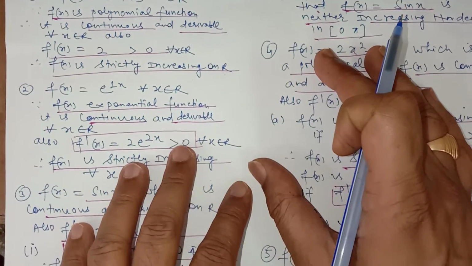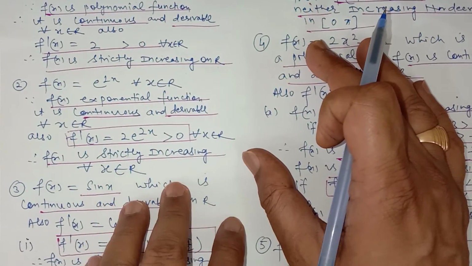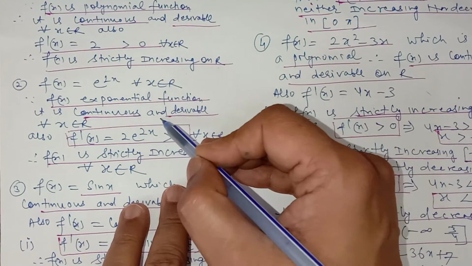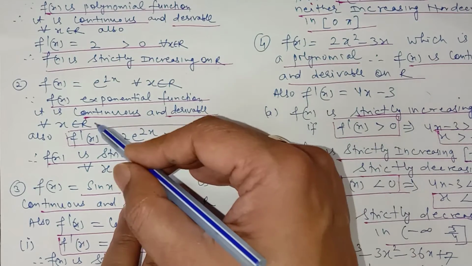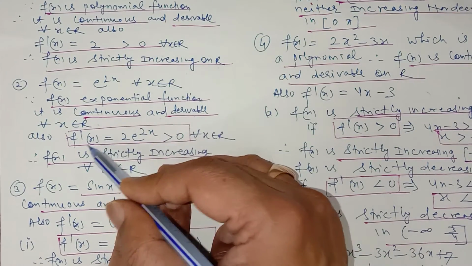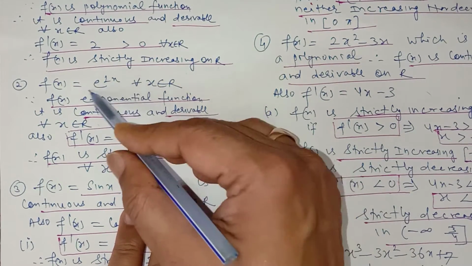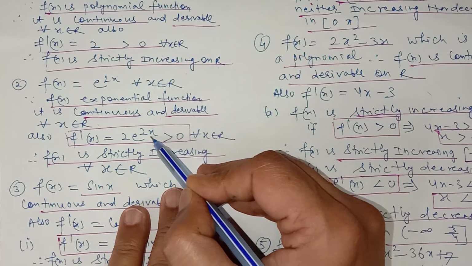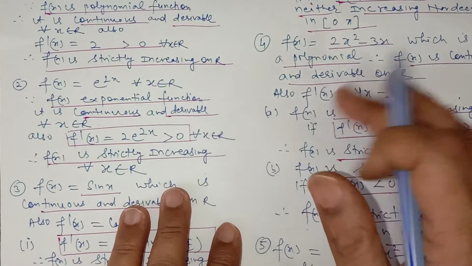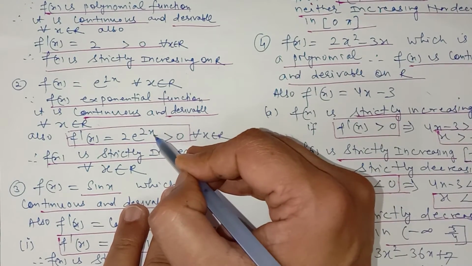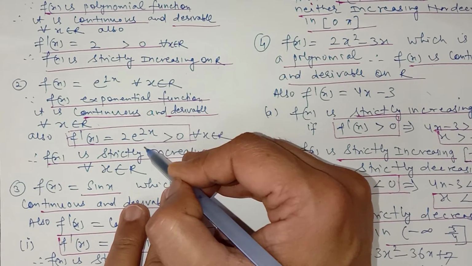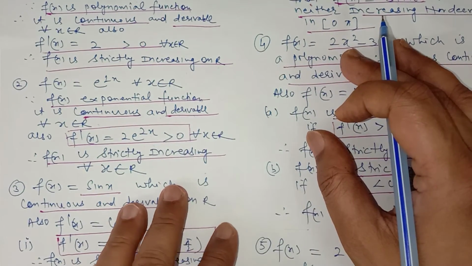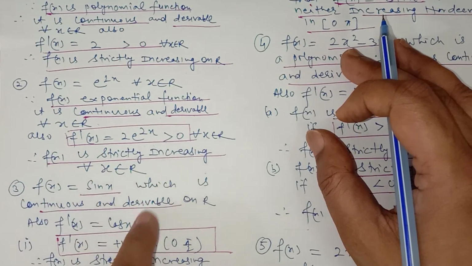Now in question number 2, e raised to the power 2x is given for all real numbers, and we know that an exponential function is always continuous and differentiable for all x belonging to R. Its first derivative is e raised to the power 2x times 2, which is always positive, because the exponential function is never negative. If you put the value of x as negative, it comes down in the denominator and becomes positive. An exponential function can never be negative. So it is a strictly increasing function.